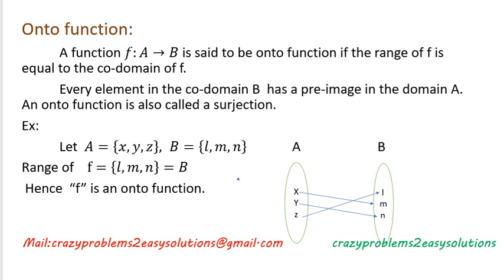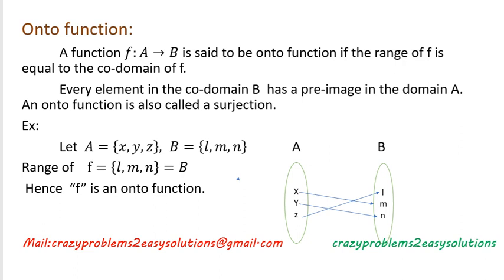Onto function. A function f from A to B is said to be an onto function if the range of f is equal to the codomain of f. That means every element in the codomain B has a pre-image in the domain A. An onto function is also called a surjection.